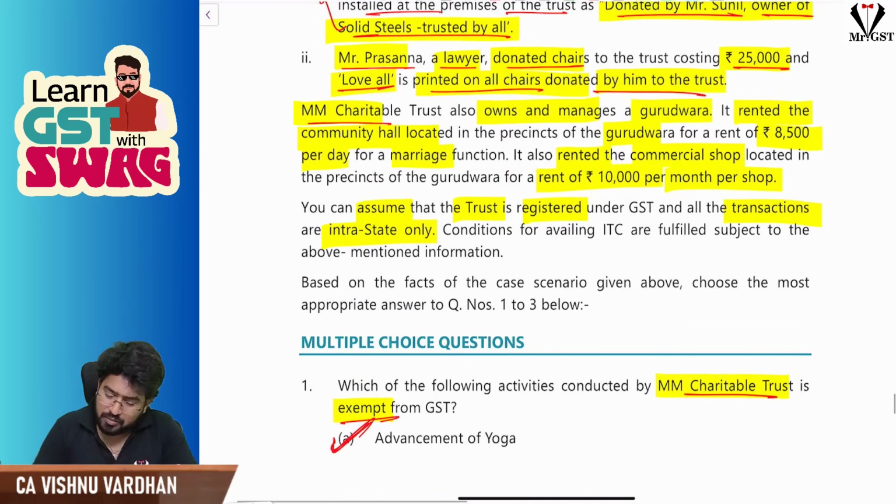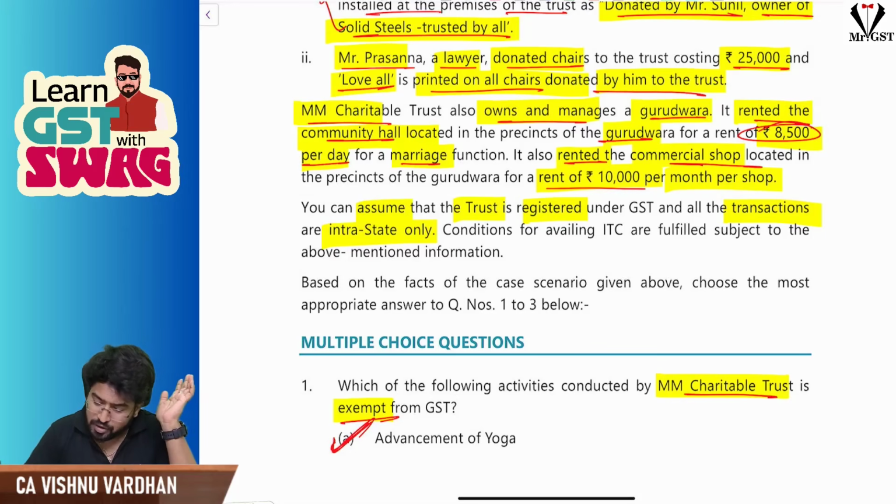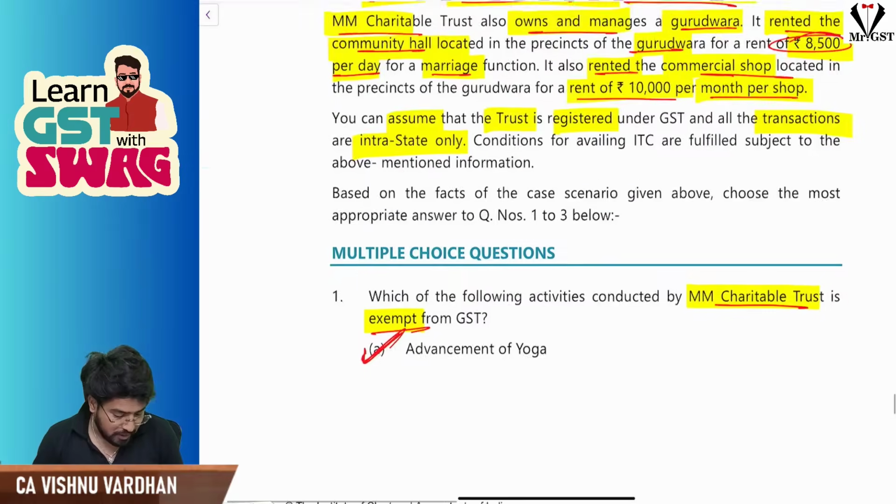Next, the charitable trust owns and manages a gurudwara, renting the community halls located in the premises of the gurudwara at 8,500 per day for marriage functions. So renting of community halls less than 10,000 per day is exempt, you know, but they are renting the commercial shops for a rent of 10,000 per month per shop. Shops also, less than 10,000 per month per shop is exempt. This is equal to 10,000. So it is taxable actually.